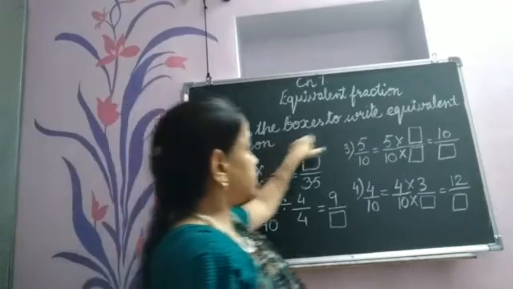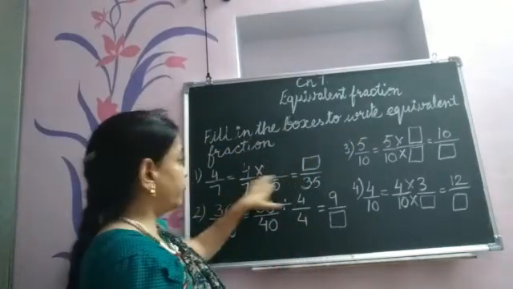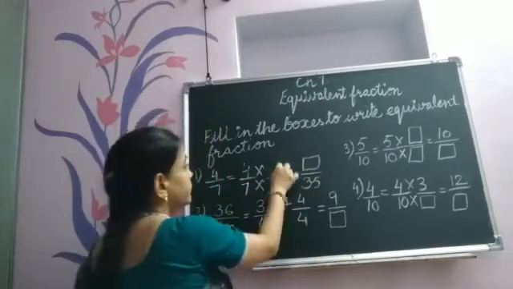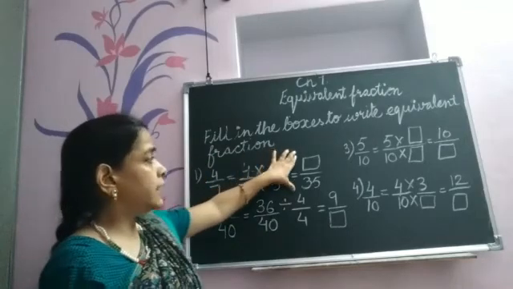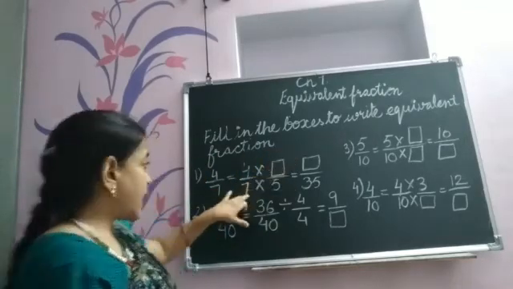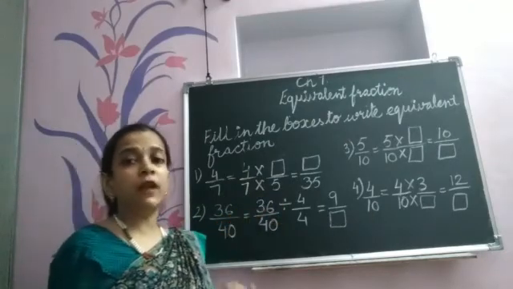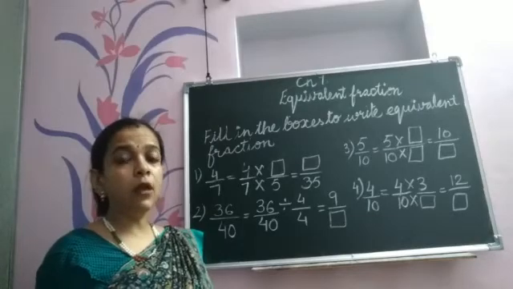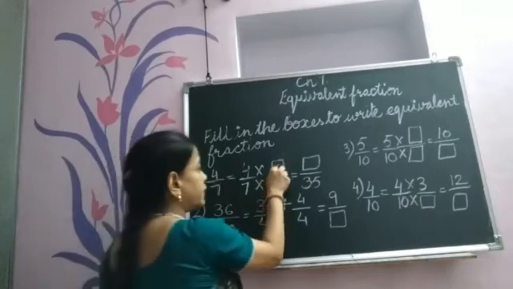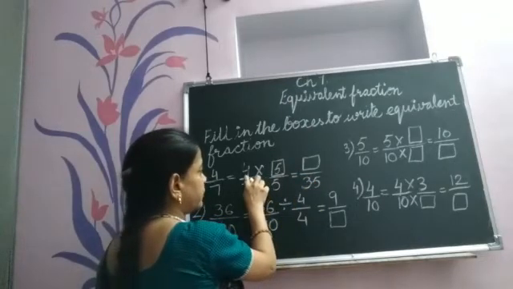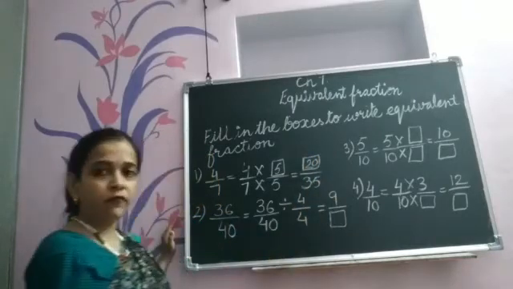Fill in the boxes to write equivalent fractions. We have to write equivalent fractions and we have to fill in the boxes given. Here the fraction is 4/7 and we have to find the equivalent fraction of 4/7, and here we have multiplied the denominator by 5. And remember, to get an equivalent fraction we have to multiply both numerator and denominator by the same number. So here we will write 5. So the equivalent fraction will be 4 5s are 20. 20 upon 35 will be the equivalent fraction.